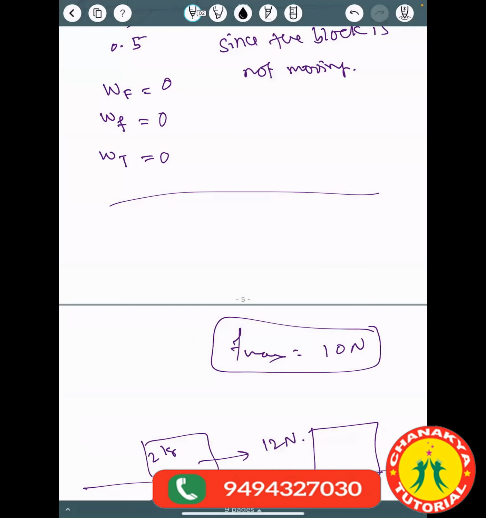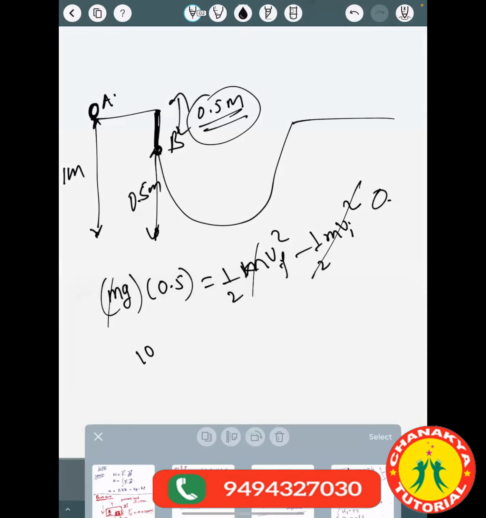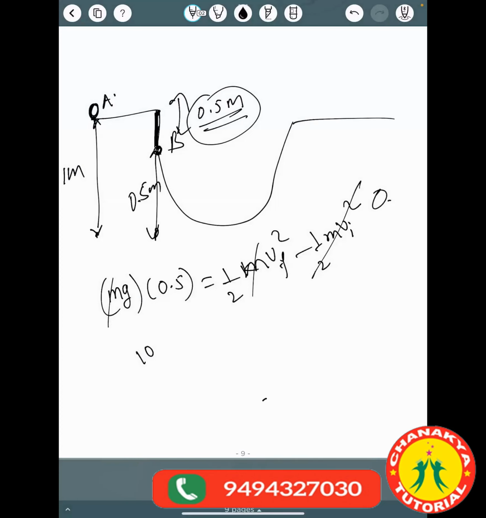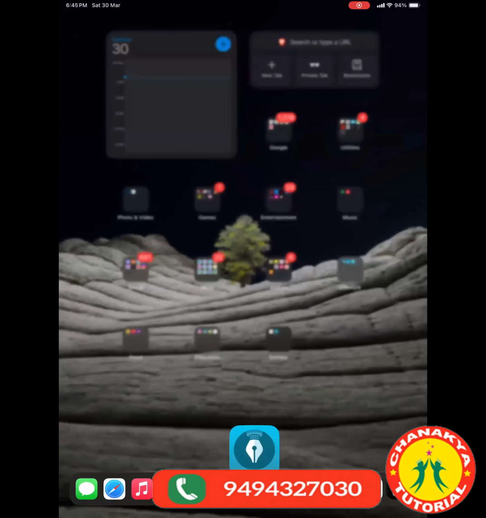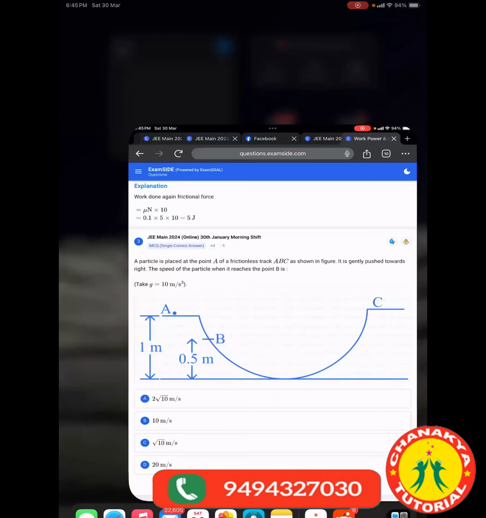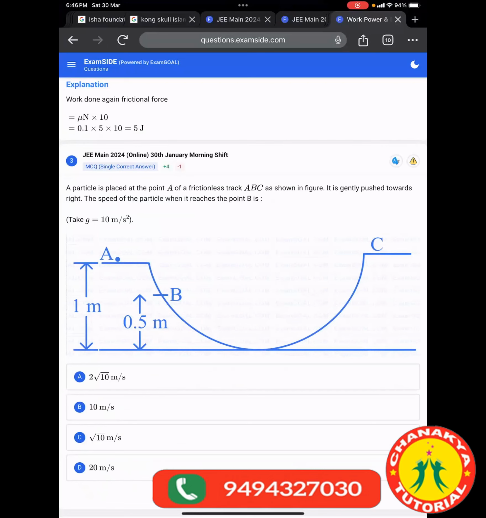So can you do it? Simple, right? G is 10, so 5 into 2 is root 20, that is v final. So root 10 it is coming, right? Mass is 1 kg given, right? Yes, sir. So root 10 we are getting.